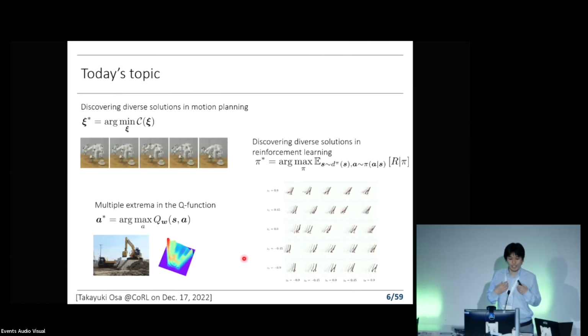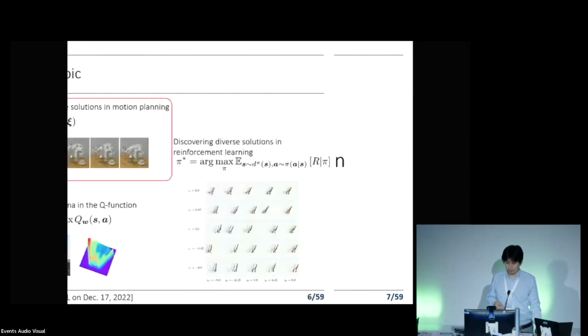So recently, I'm working on discovering diverse solutions in robot learning. In this talk, I'd like to share our experience on motion planning and reinforcement learning. First, I will talk about the motion planning part and then move to reinforcement learning. And in the end of the talk, I will share our experience where we faced multiple extrema in the Q function. Okay, then let's begin with discovering diverse solutions in motion planning.